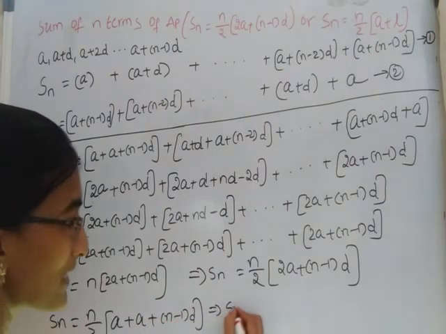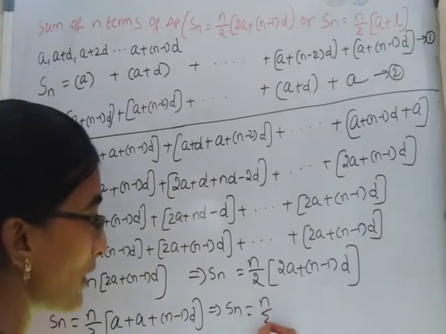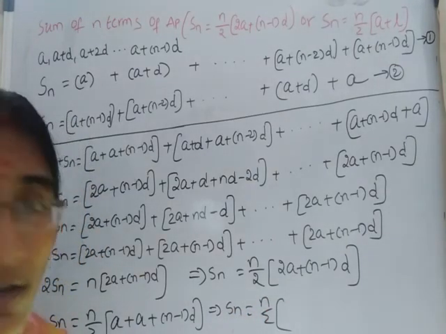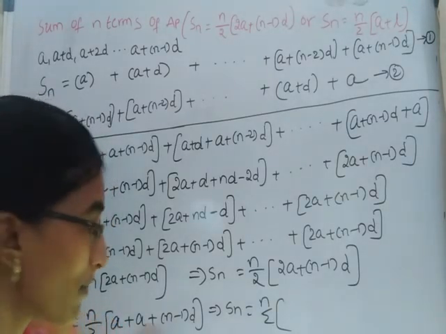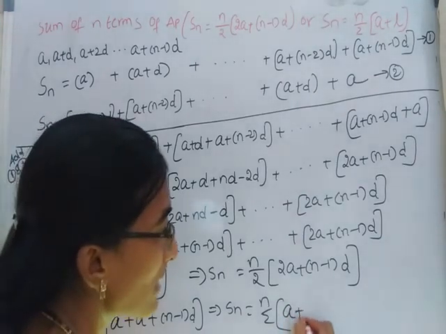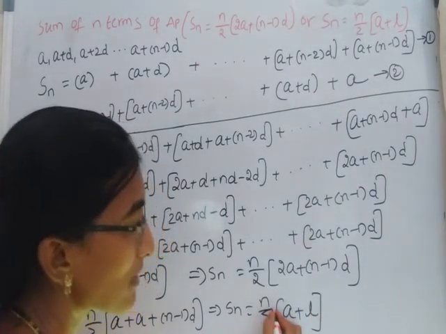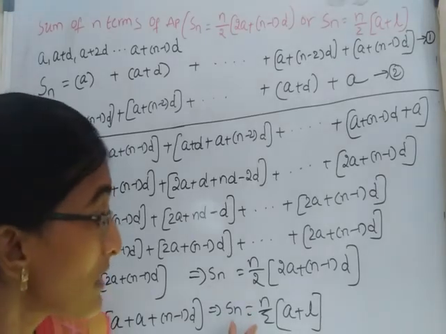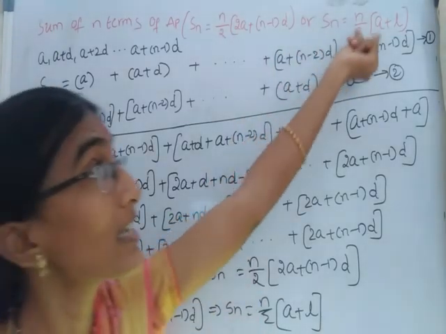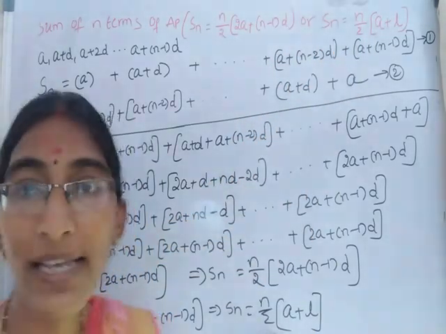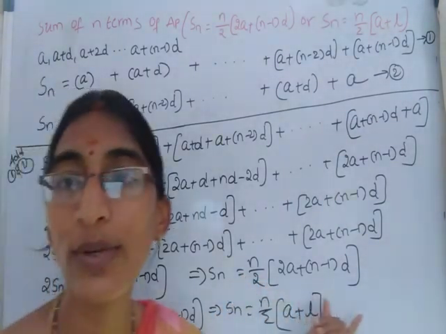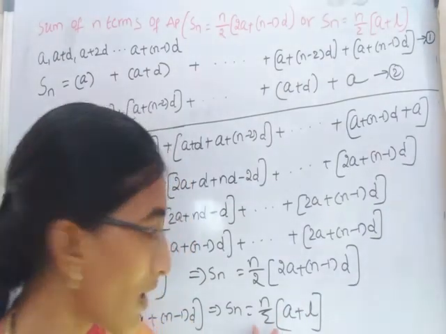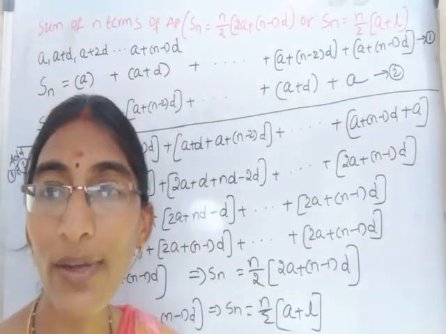That implies Sn is equal to n by 2 into, a is the first term and the last term, the nth term, is represented with what? a plus n minus 1 into d. That is the last term here. Therefore, a plus l, where l represents the last term, is nothing but the nth term. So again we get the same, that is Sn is equal to n by 2 into a plus l. Therefore, the sum of n terms is Sn is equal to n by 2 into 2a plus n minus 1 into d, or Sn is equal to n by 2 into a plus l.